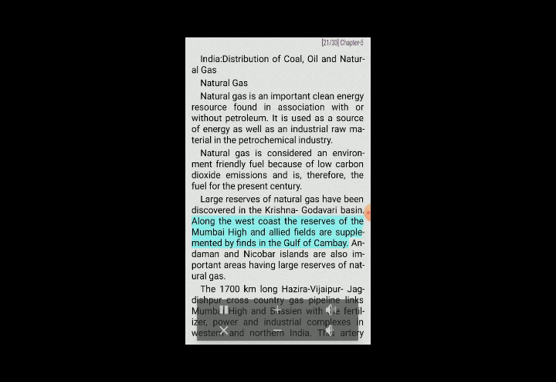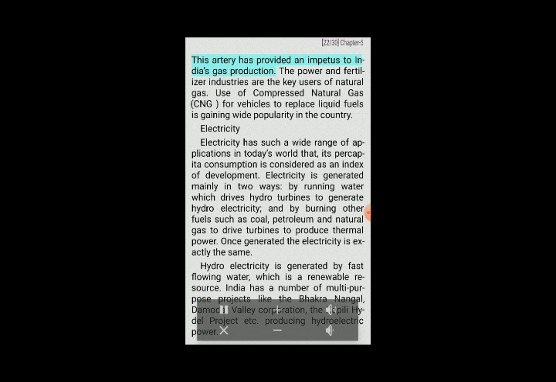Along the west coast, the reserves of the Mumbai High and allied fields are supplemented by finds in the Gulf of Cambay. Andaman and Nicobar Islands are also important areas having large reserves of natural gas. The 1,700 kilometers long Hazira-Vijaipur-Jagdishpur cross-country gas pipeline links Mumbai High and Bassein with the fertilizer, power and industrial complexes in western and northern India. This artery has provided an impetus to India's gas production.